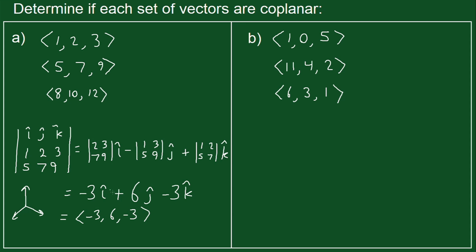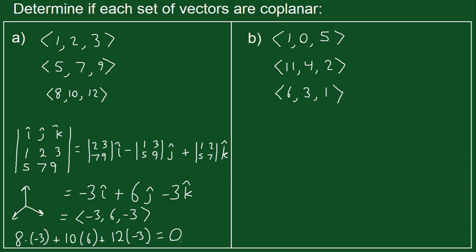So let's take the dot product of that third vector and the vector we just found. So 8 times negative 3 plus 10 times 6 plus 12 times negative 3. 10 times 6 is 60. 8 times negative 3 is negative 24. 12 times negative 3 is negative 36. Negative 24 and negative 36 make negative 60. So 60 and negative 60, that makes 0.